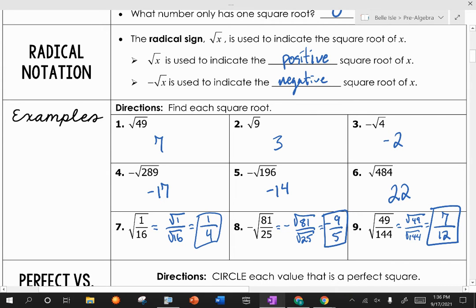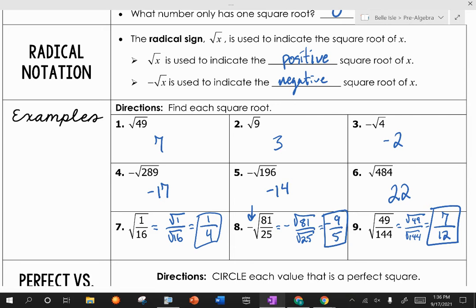Where are you looking? Negative 1. Negative. Oh, never mind, you're good. You just got to tag it back on at the end. Okay, any questions on 1 through 9?